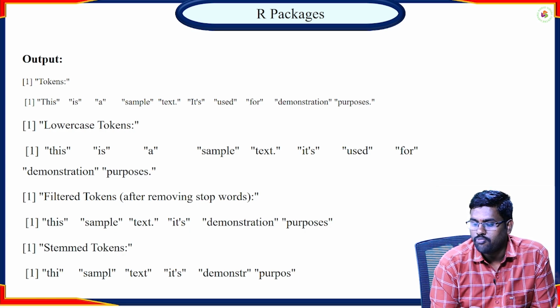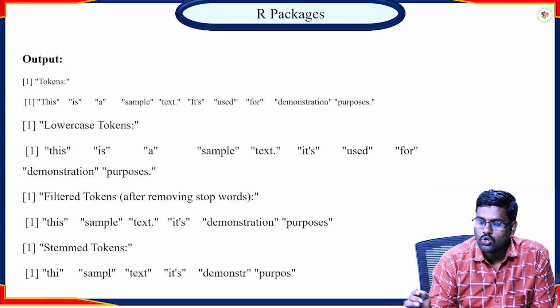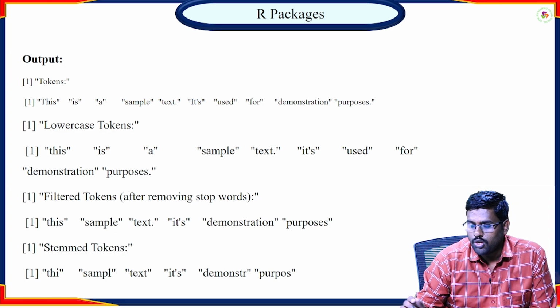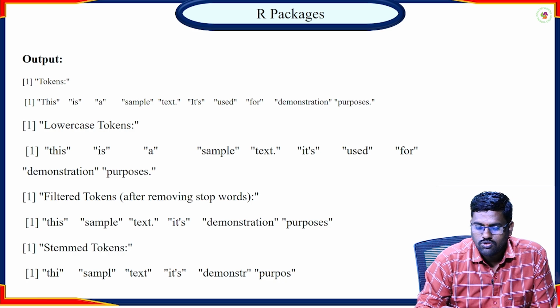E is a stop word. A is a stop word. And next, used for demonstration purposes. So used and for, those two are stop words. That's why we are removing used and for. Those are the filtered tokens.